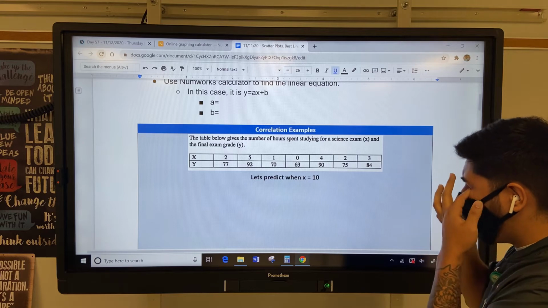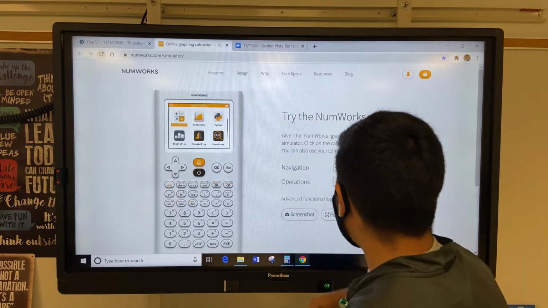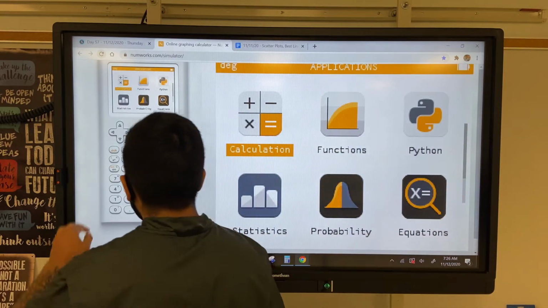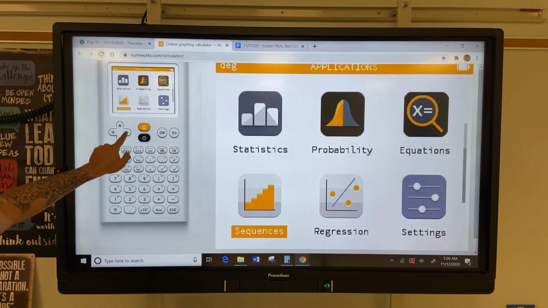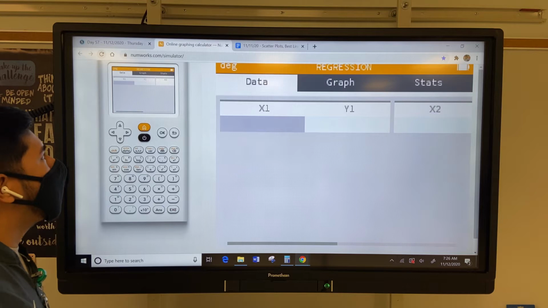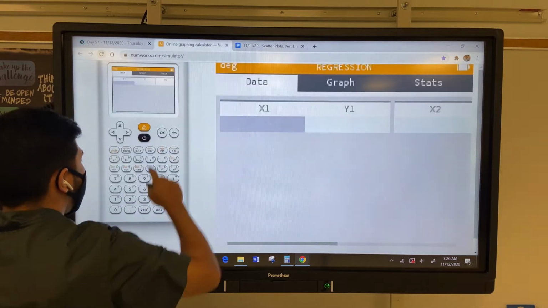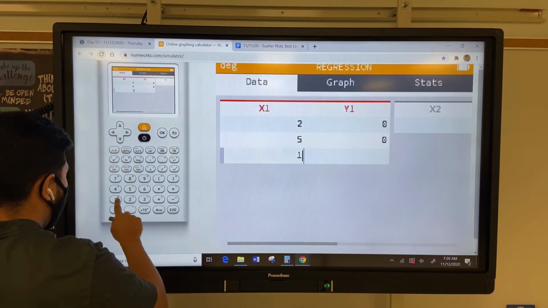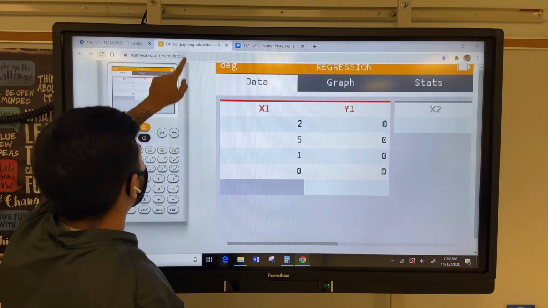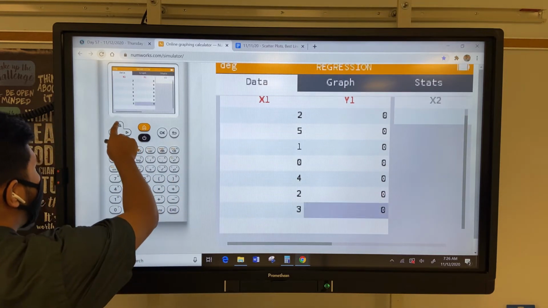So I'm going to put this table in. Numworks calculator. Hopefully you have it out. I'm going to put full screen so you can check it out right here. Remember, this is regression, so we're going to go all the way to the bottom where it says regression. Press the side button, press that EXE, and then we're going to put this table. Okay, let's put in this table. I want you all to see the big calculator. So 2, 5, 10, 4, 2, 3. And then go to the Y values up top.